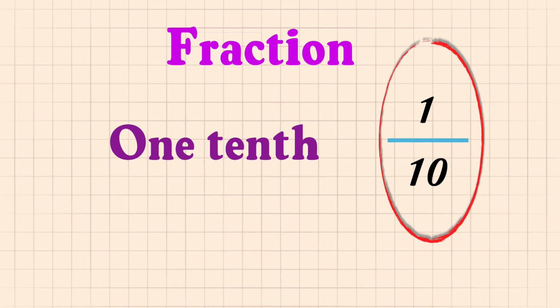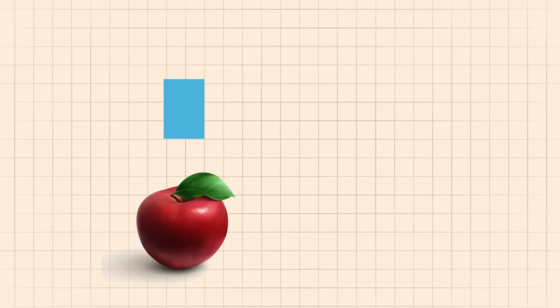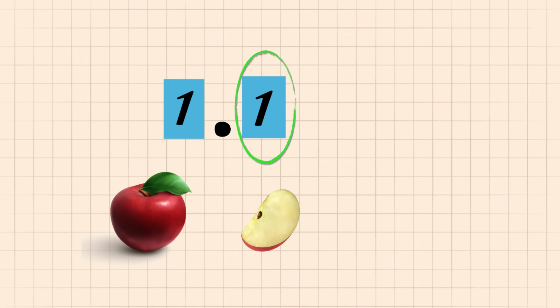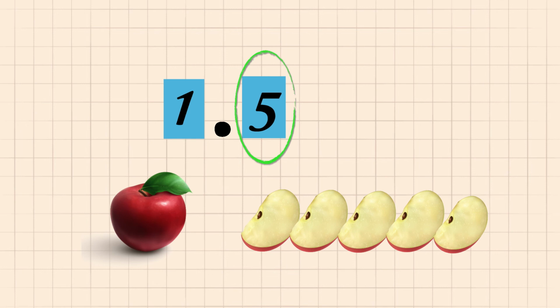Getting back to our example, now we have learned to count tenths as well. So we can now count wholes and tenths together. Let's start with 1 whole apple and 0 tenths. Now we have 1 tenth, 2 tenths, 3 tenths, 4 tenths and 5 tenths.